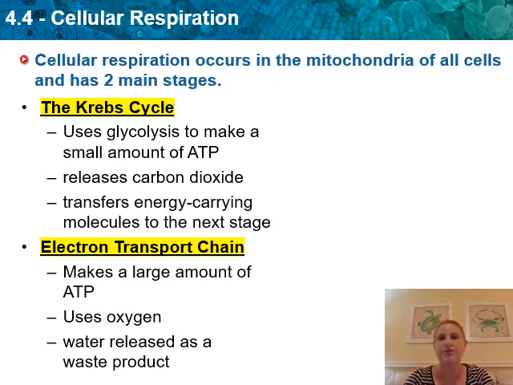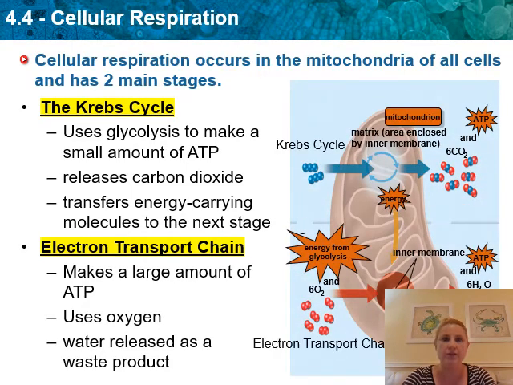So cell respiration occurs in the mitochondria of all cells and has two main cycles, the Krebs cycle and the electron transport chain. So in the Krebs cycle, it uses glycolysis, remember the breakdown of sugar, to make a small amount of ATP. This is also the part that releases carbon dioxide and it transfers more energy-carrying molecules to the next stage. Then we have the electron transport chain, which makes a large amount of ATP. It uses oxygen, and water is released as a waste product.